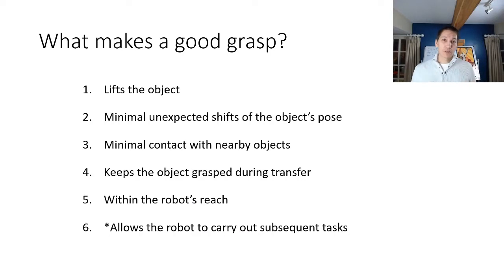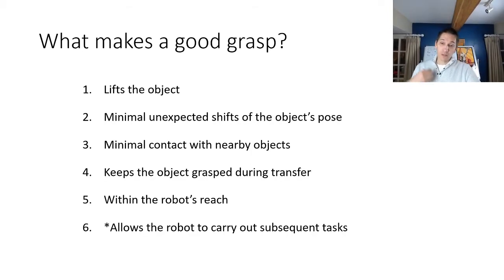So several different criteria make a good grasp. Well, first of all, we want to lift the object. Second of all, we want it to minimally shift the object's pose unless we expect it to. So if we're trying to, for example, pick up an object like this, a cup, and we misalign our fingers so that as we close our fingers, this thing gets pressed out of our fingers, that's not a good grasp. There's some unexpected movement there.